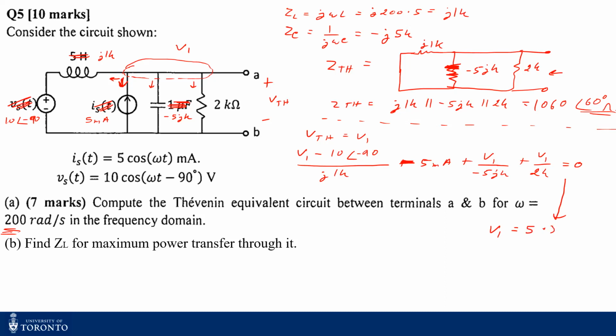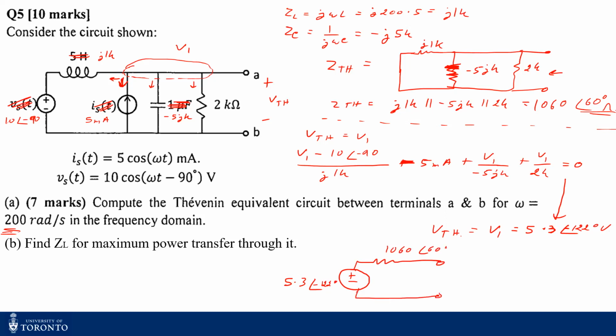5.3 angle 122 degrees volts. This is the same as my V Thevenin. So now my Thevenin equivalent circuit is 5.3 angle minus 122, and this one is 1060 angle 60. So that's my Thevenin equivalent.